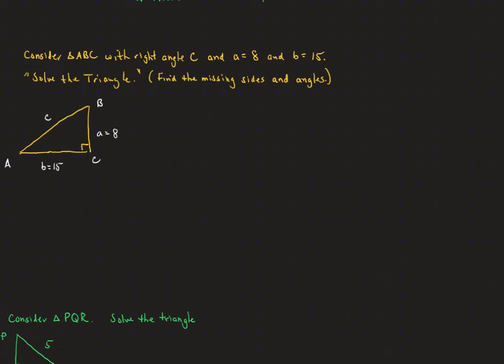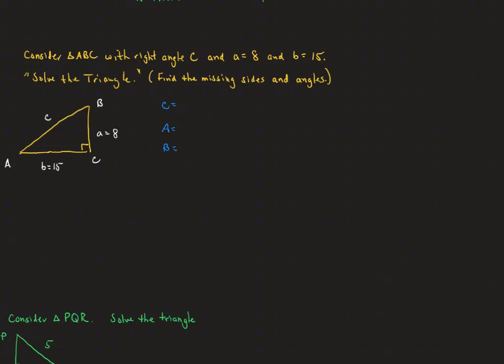So we know angle C is 90 degrees. We know that side length A is 8 and side length B is 15. So we want to find the third side. We're going to try to find out what is C, and we're also going to try to figure out what is angle A and angle B. To find side C, we can use the Pythagorean Theorem.